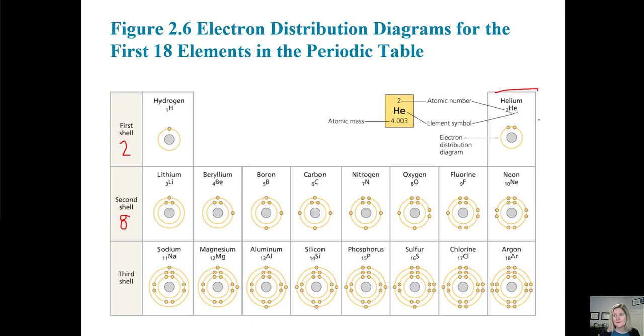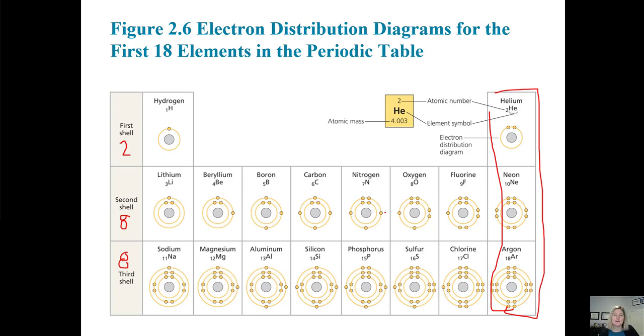You can see the ones on the far right have all filled their outermost electron shells, so they're going to be very, very stable. If we look at the third shell, it goes by the number 8, just like the second shell. So in order to fill that third shell, you need a total of 8. The chemical behavior of these atoms is going to be determined by the spacing of their electrons and where they are in the periodic table.